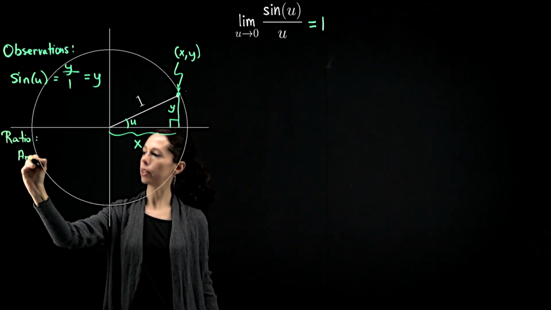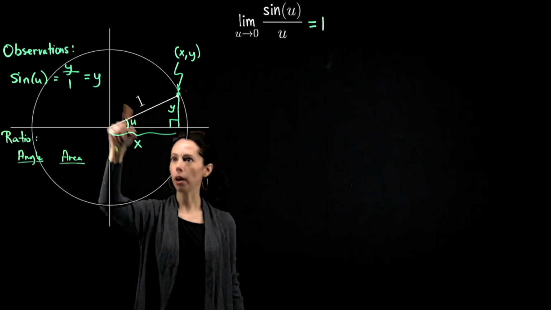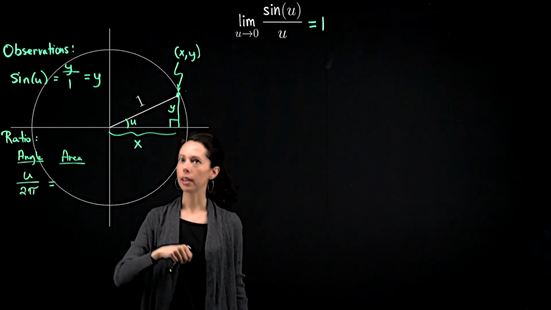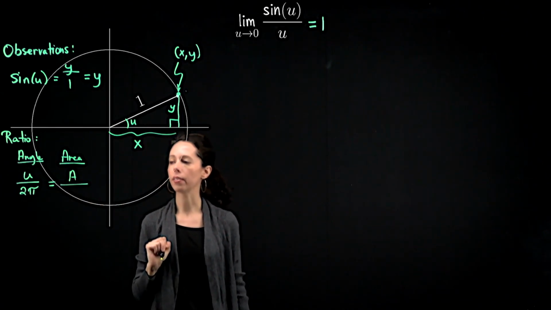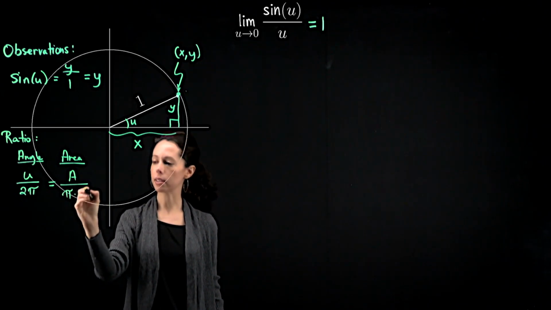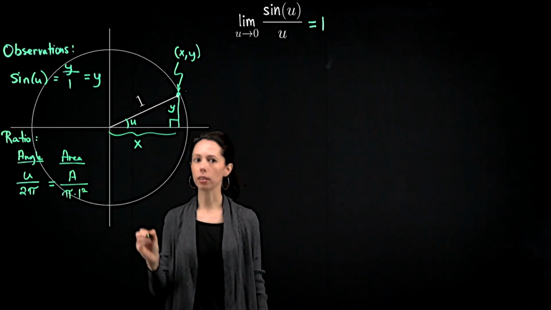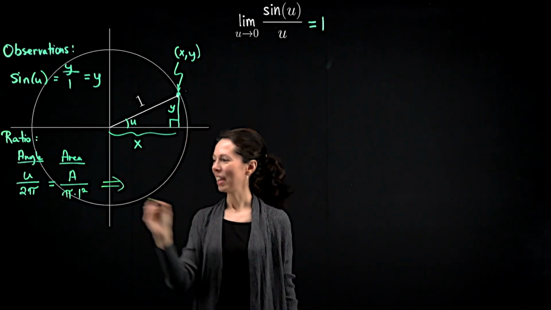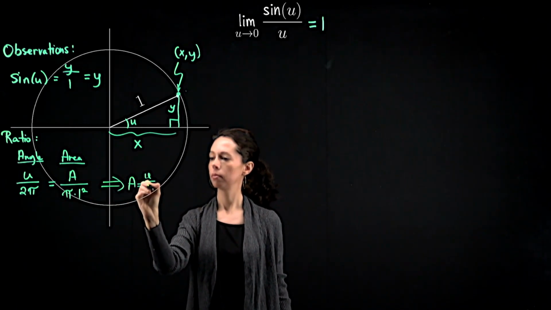Let me write angle for the first ratio versus area for the second ratio, and part to whole, so u versus 2 pi, this ratio is equal to the area of the sector, let me just call that A, to the full area, which is pi times r squared. The radius of this unit circle is 1, so it's really just A over pi. That means the area of the circular sector, let me write it over here in the fourth quadrant, is u over 2. So the pi's cancel and we get A equals u over 2.